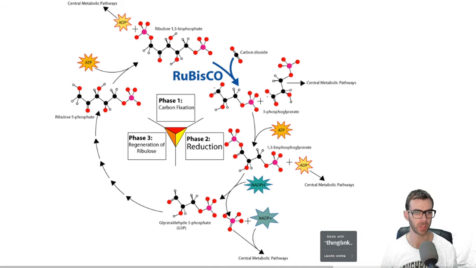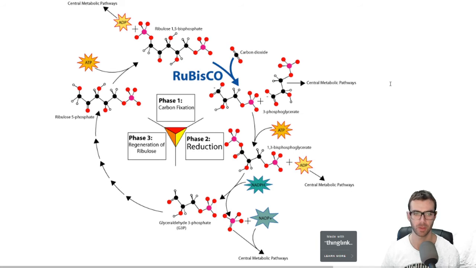Stage 2, the light-independent stage, or the Calvin cycle. This occurs within the stroma of the chloroplast. I just wanted to comment that I did not draw this one up, while I did make the previous drawing. The first one, I took this image from thinglink.com.